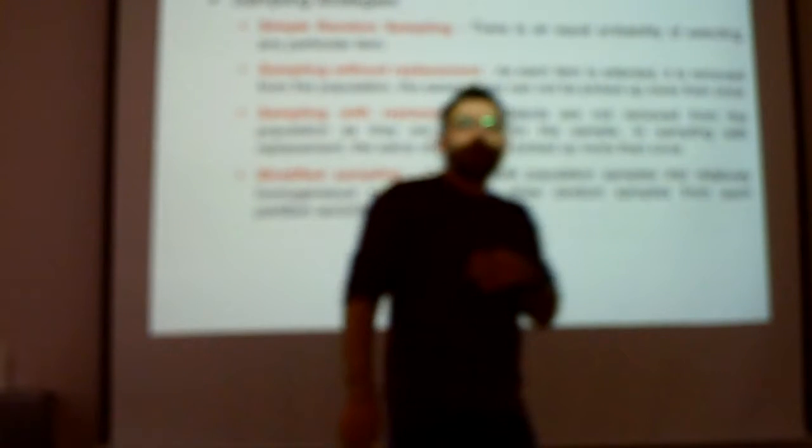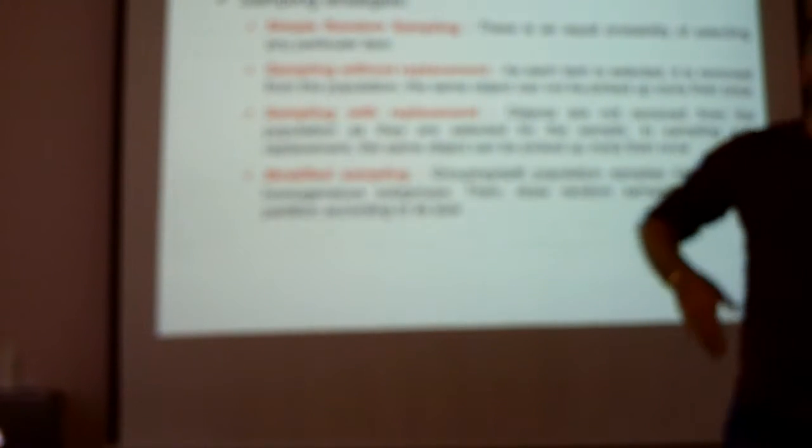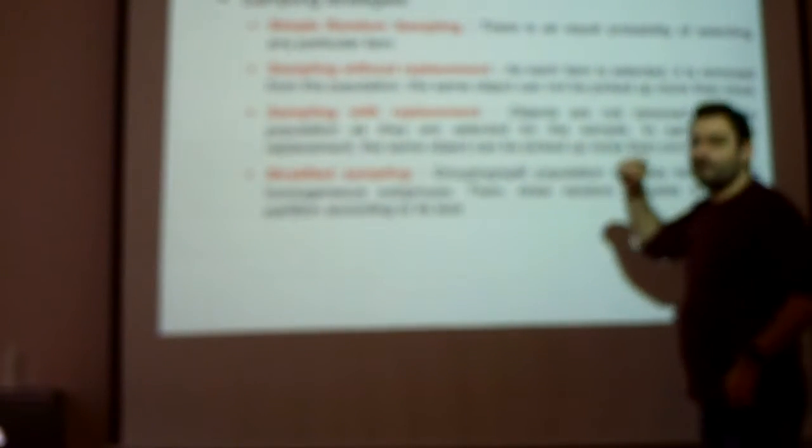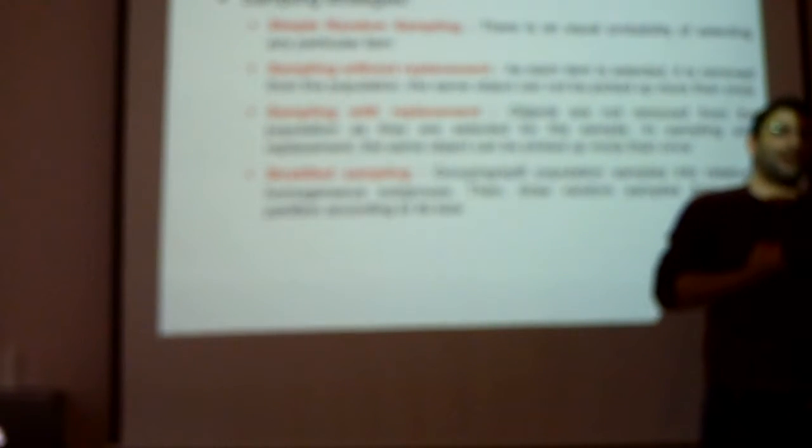So if you want to do sampling, there exist several methods. One of them is simple random sampling. What does it do? Randomly, I go and pick up some numbers. What is the problem with that one?